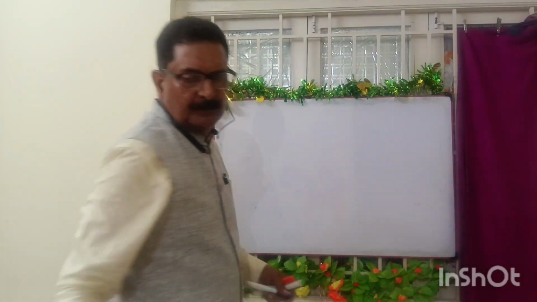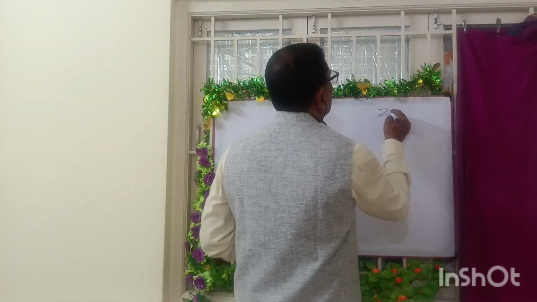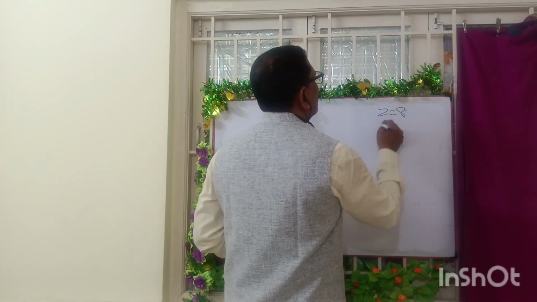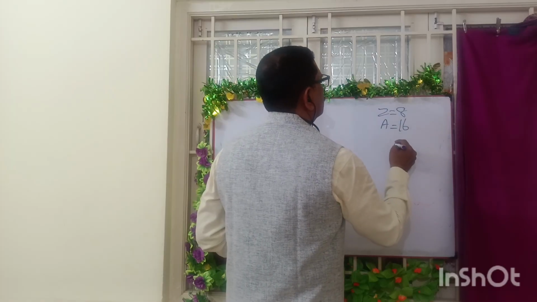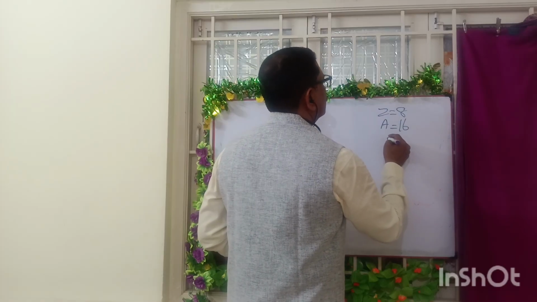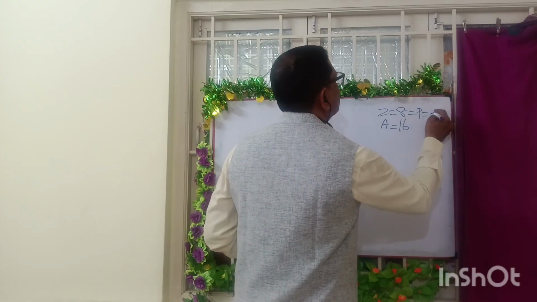Now go to the sixth group, the most important element, oxygen. 8 is the atomic number, and the mass number is equal to 16. So in oxygen, P is equal to E.